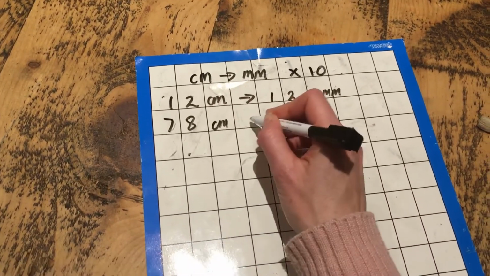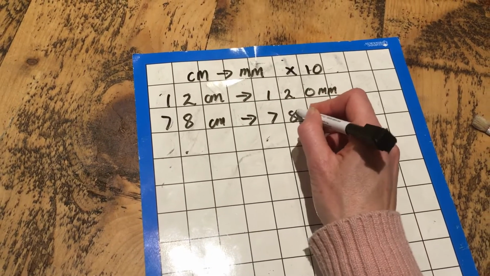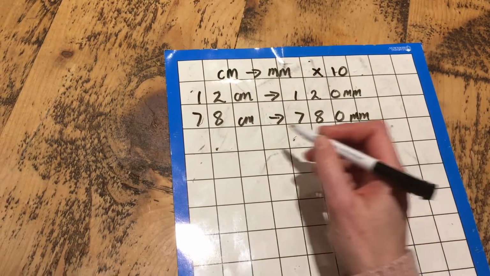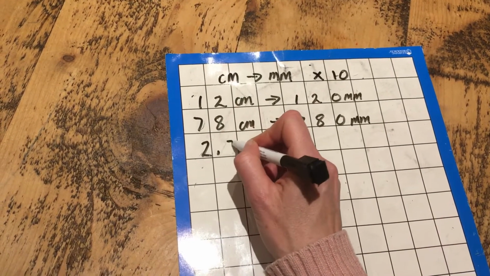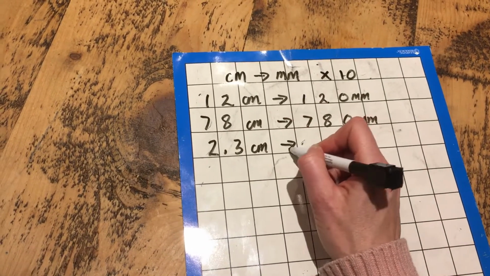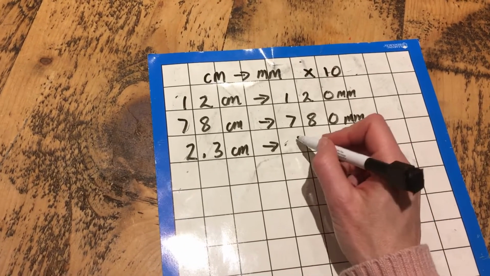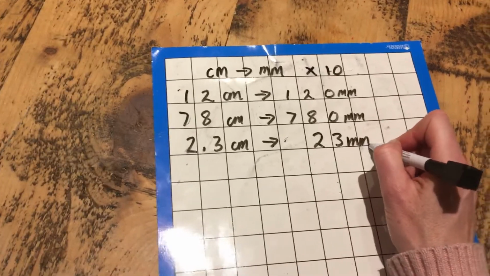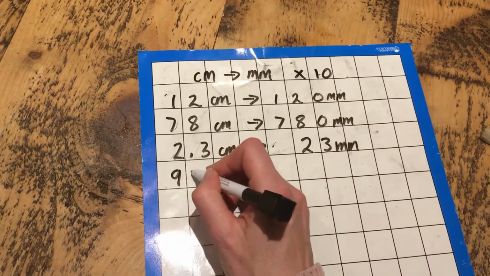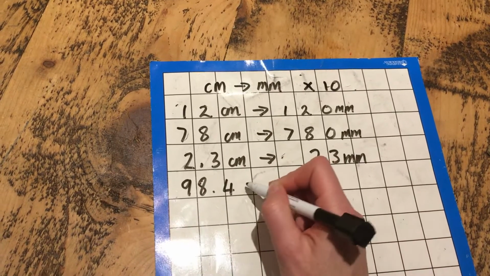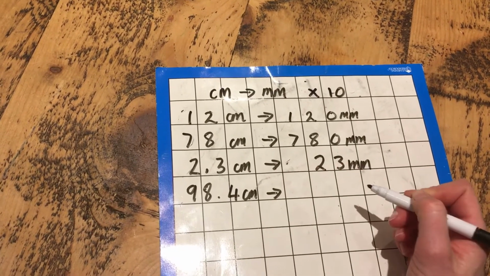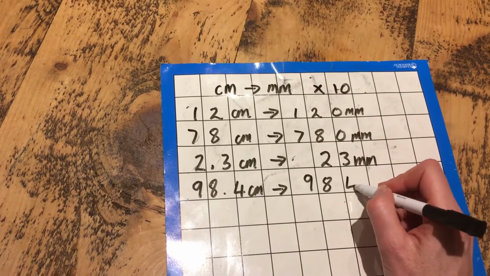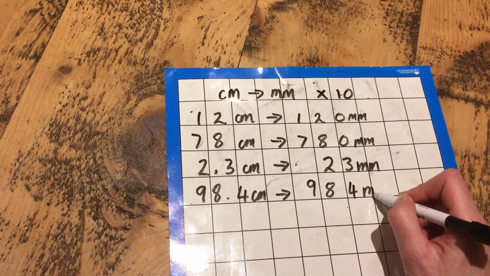78 centimetres, 780. Sorry, I didn't pause there, but I don't think you need it. 2.3 centimetres. Same rule, don't let the decimal confuse you. Multiplying by 10 is 23 millimetres. And 98.4 centimetres gives us 984 millimetres.